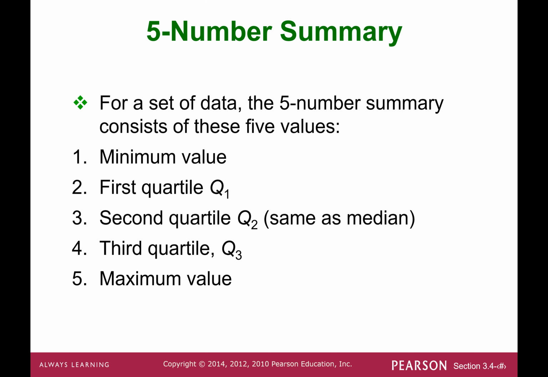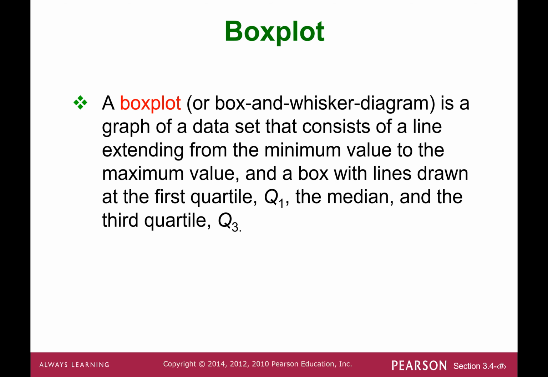Now the 5 number summary was already listed in the earlier slide. We need to find those 5 numbers: the minimum value, the first quartile, quartile 1, percentile 25, the second quartile, quartile 2, the same thing as the median, next the third quartile, quartile 3, which is percentile 75, and then the maximum value. The box plot is basically the visual representation of the 5 number summary.